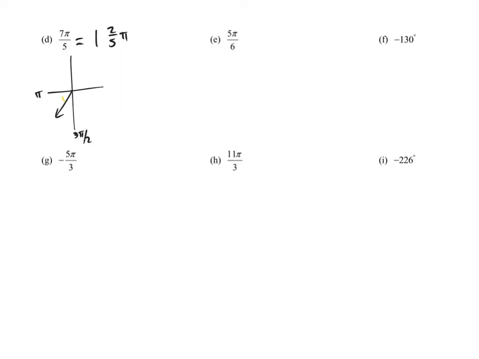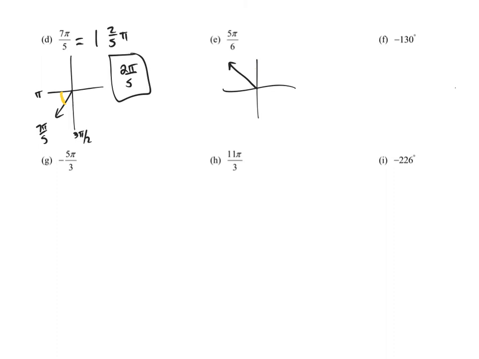2/5 is smaller than a half, and so I'm going to be in quadrant 3. My reference angle then is back to the x-axis, and that is just going to be 1 pi. The difference between this angle, 7 pi over 5, and 1 pi, which would be like 5 pi over 5, is going to be 2 pi over 5. Okay, so hopefully that is making a little bit of sense. For 5 pi over 6, I know that 5 pi over 6 is smaller than 1 pi, so that's going to put me in quadrant 2.